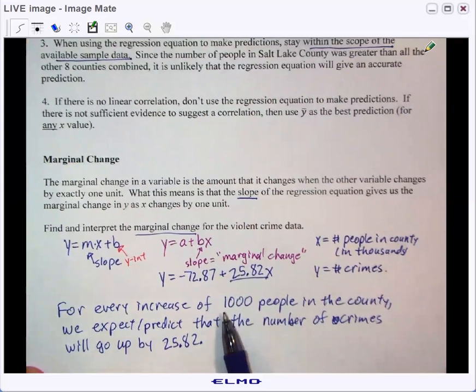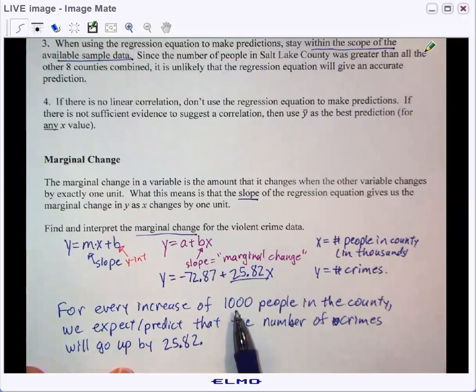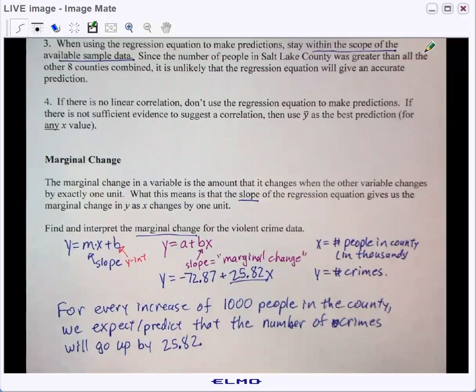So if we increase by 5,000 people, then we expect the number of crimes to go up by 5 times 25.82, which will then give us, what would that give us? About 129 crimes in that year. So again, marginal change is simply the slope. What we call is the coefficient, or the number multiplying onto the x value.